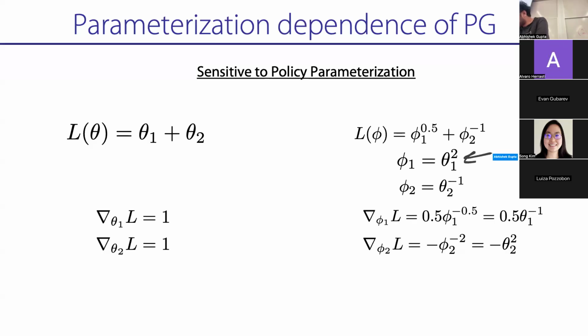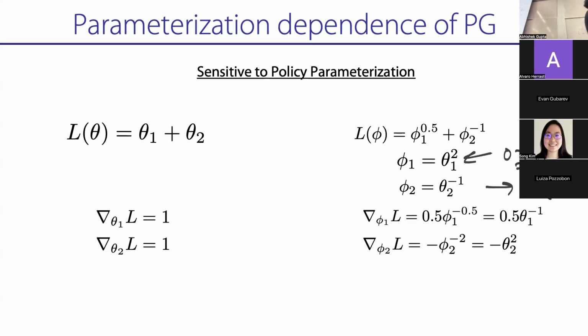And so this thing to the 0.5 is just theta 1. This thing inverse is just theta 2. And so you can rewrite L phi as this, and you now take the gradient with respect to phi 1. You get 0.5 theta 1 inverse. Take the gradient with respect to phi 2. You get minus theta 2 squared, which is a totally different gradient. And so it becomes really sensitive to your parameterization.